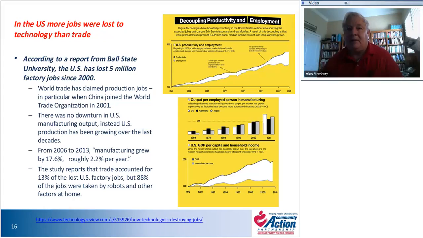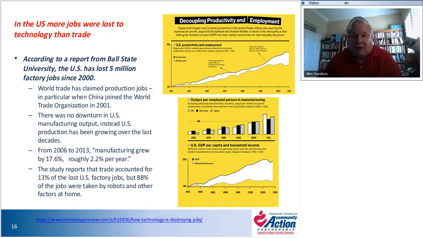All right. Again, this is information from Ball State University, the research that they've done in both technology, jobs lost in technology, and globalization. And their conclusion is that technology has been the biggest factor in losing jobs in the United States. And they're talking about here that 5 million factory jobs have been lost since year 2000.